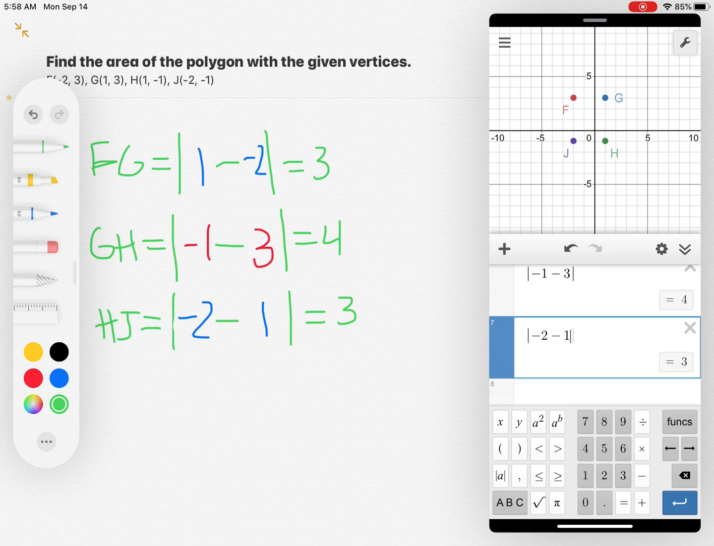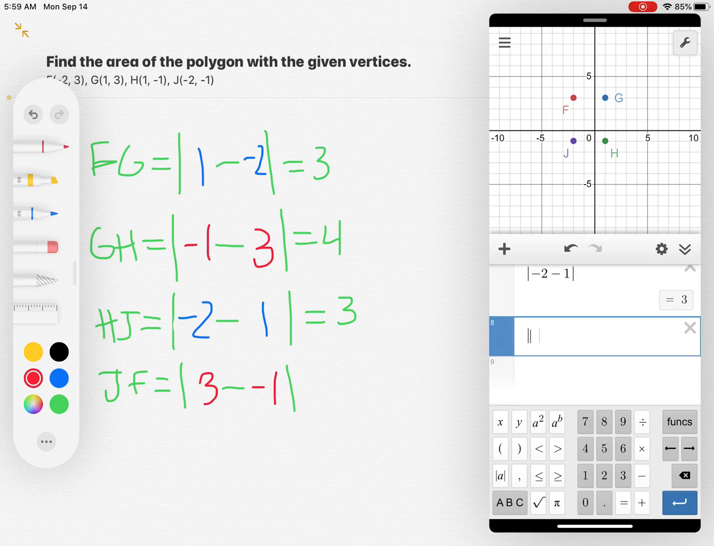And then last but not least, we have J to F. J to F is a vertical line, so the coordinates that are going to be different from each other are the y coordinates. Y coordinate of F is 3. Y coordinate of J is -1. If I do absolute value of 3 minus -1, I get 4.